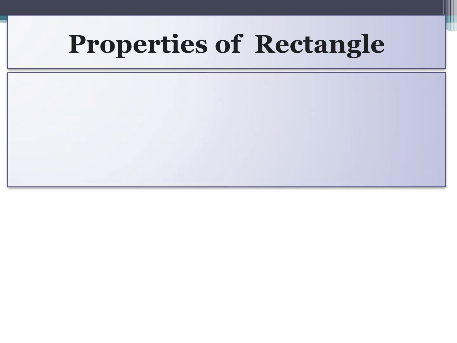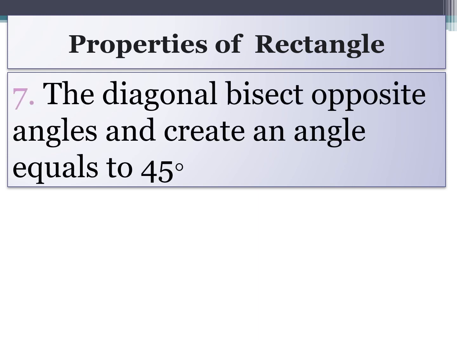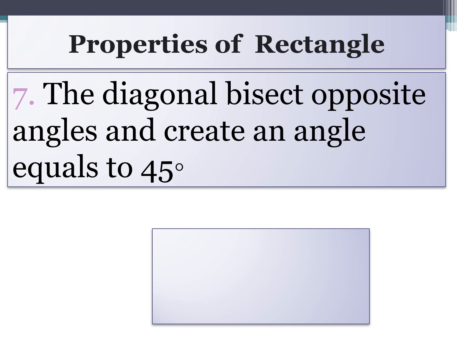Let's learn about the next property of a rectangle. The next property of a rectangle is that the diagonal bisects opposite angles and creates an angle equal to 45 degrees. Here you can see the figure of a rectangle on the screen. Let's name it rectangle ABCD. Now I'm drawing a diagonal line in the rectangle. Here you can see that the diagonal is bisecting opposite angles and creating an angle of 45 degrees.